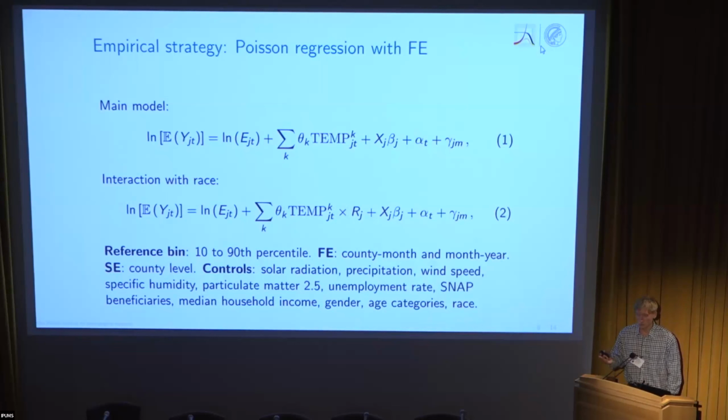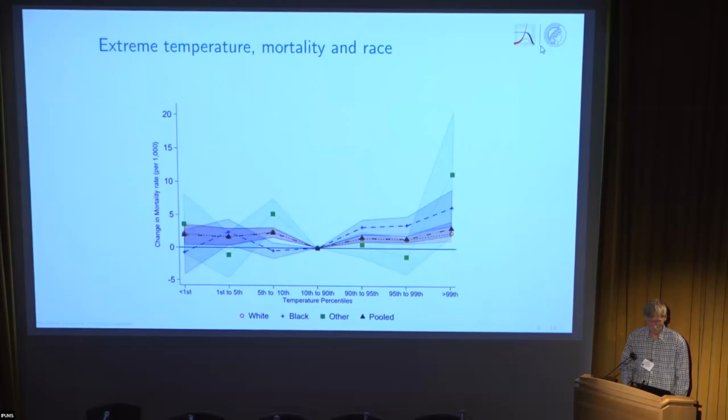And we also, importantly, run a model in which we add an interaction with race. So in this way, we try to get as close as possible to the causal effect of an extra day in a certain temperature bin on the monthly mortality rate.